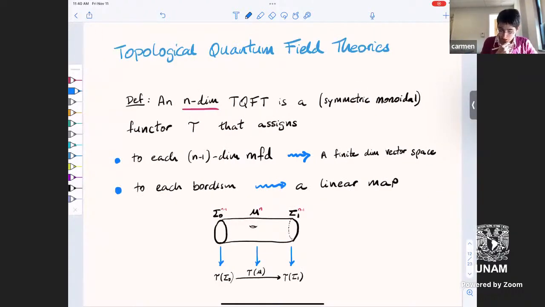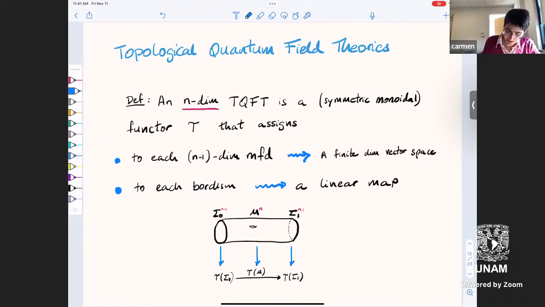Okay, so we're going to relate this to topological quantum field theories. Let me first of all give a few definitions, just in case the audience might be quite broad, so as not to lose anybody. So what is a TQFT? An n-dimensional TQFT is a symmetric monoidal functor that does what?